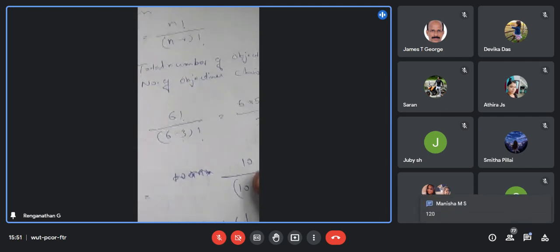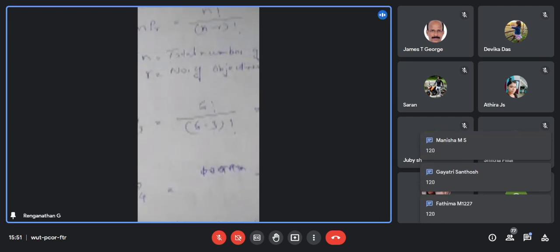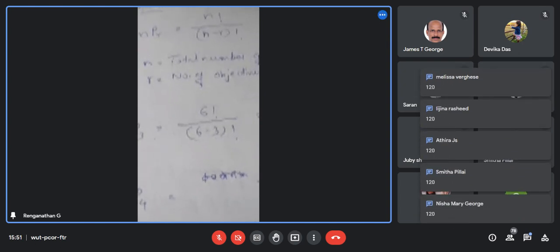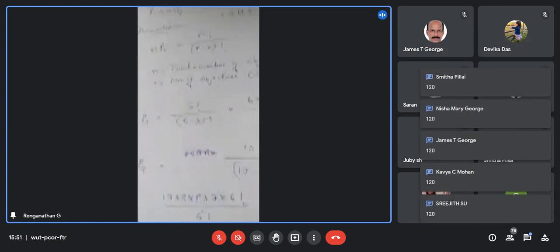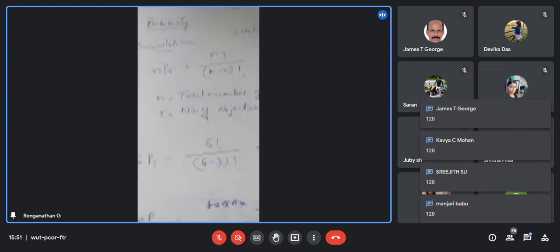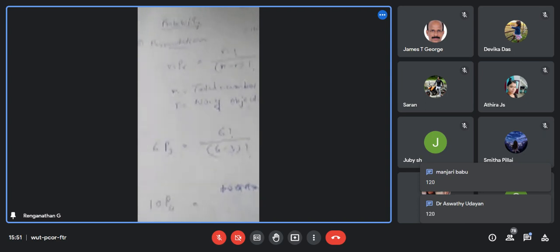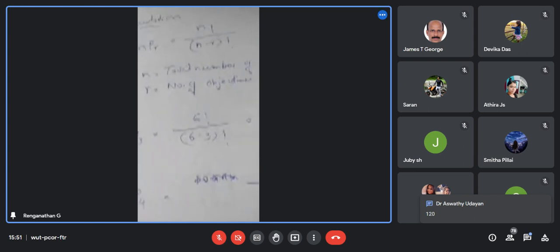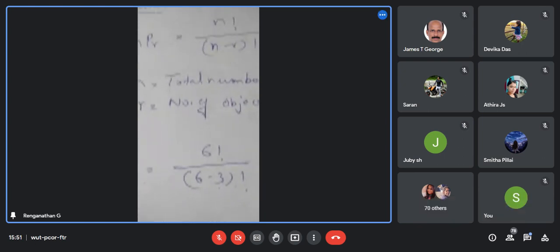If you understood, yes, Manisha says 120. 120 is the answer. Okay, Gayatri, Fatima, Melissa, Lijina, Adira, JS, Smita, James, Kavya. Most of them got the answer 120. So 120 is the answer. Okay, Manjari, Babu. From your response, I think you understood this. Now, another question.